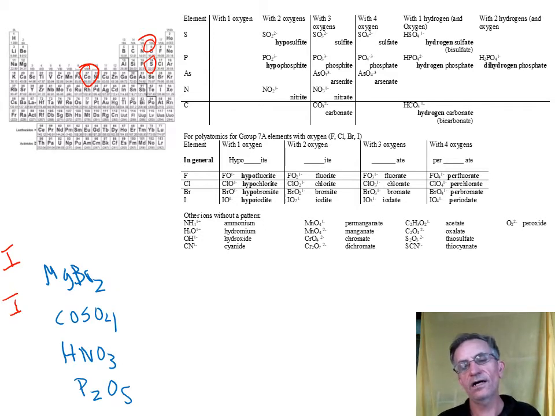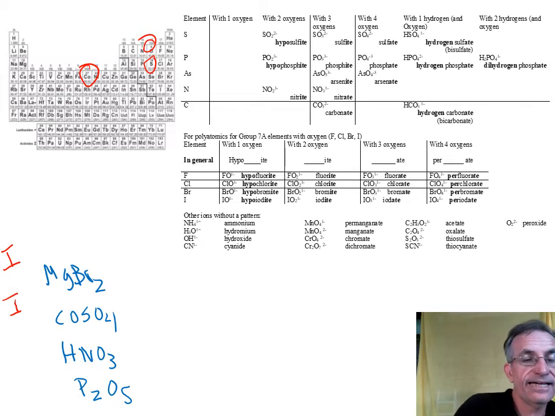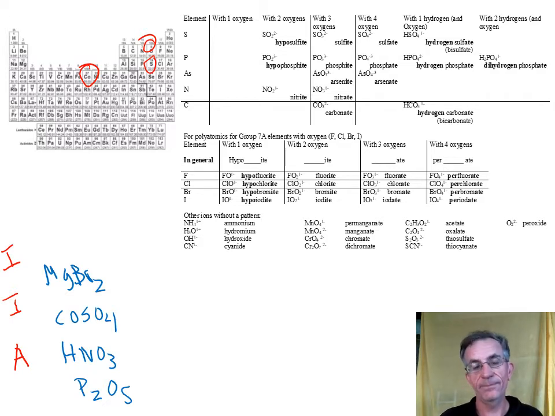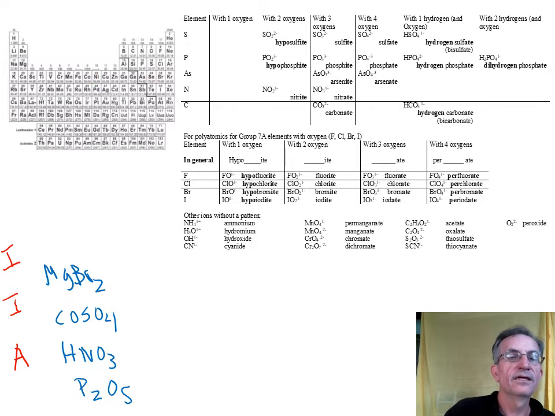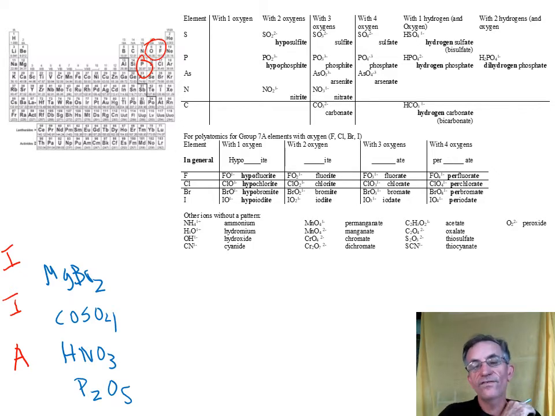Now, how about the next one? Oh, the next one, HNO3. HNO3? That's an acid, if it starts with H. And then P2O5. Oh, let me erase some of this from my last one. P is right here, and then O5, O. Now, they're both in that top right corner. They're both nonmetals. This thing is molecular.